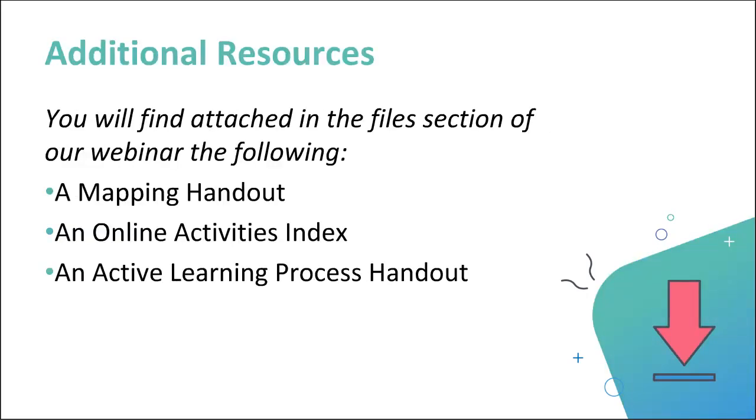Related to those additional resources, like I mentioned a few times, there's the mapping handout for you that's available, the online activities index, and I also, pardon me, also created the active learning process as a handout. So it explains the 3 steps that I described there, as well as some examples of what that might look like for a face-to-face or an online course.